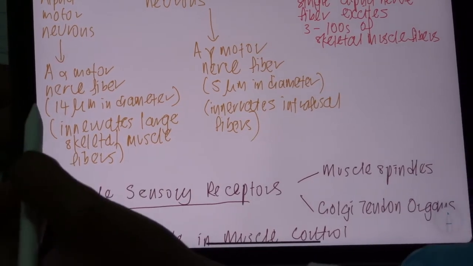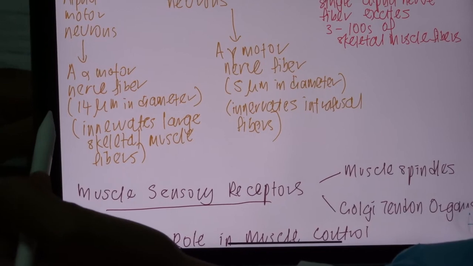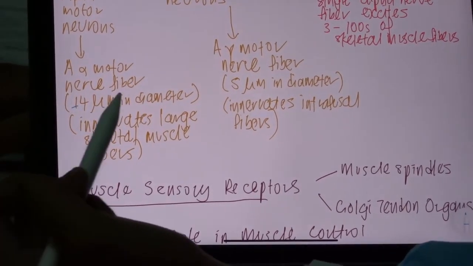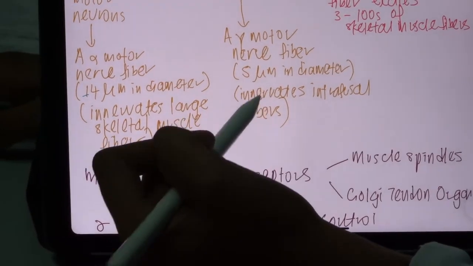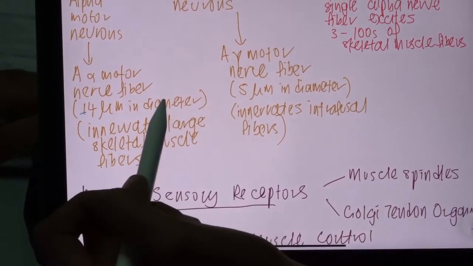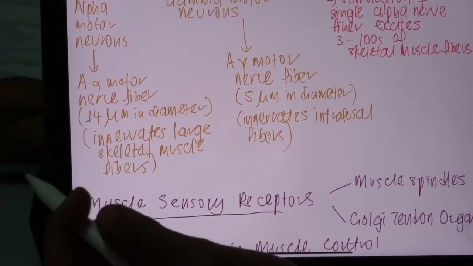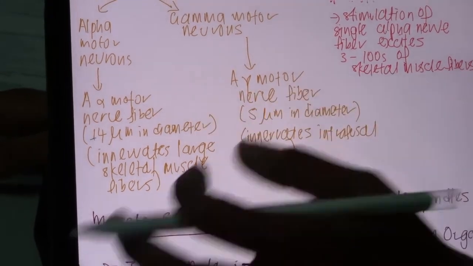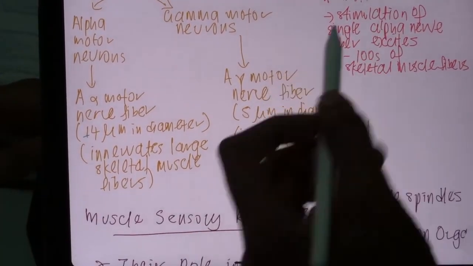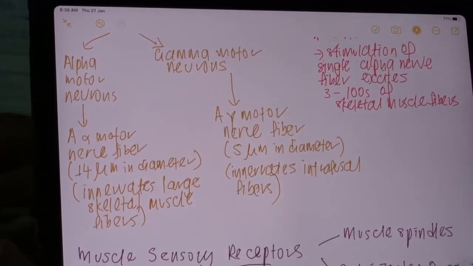A alpha will innervate the large skeletal muscle fibers, as it's big in diameter, right? A gamma will usually innervate the intrafusal fibers. What are intrafusal fibers? Later I'll explain that. Stimulation of a single alpha nerve fiber will excite about 3 to hundreds of skeletal muscle fibers.